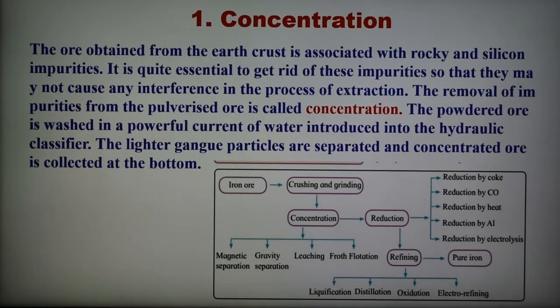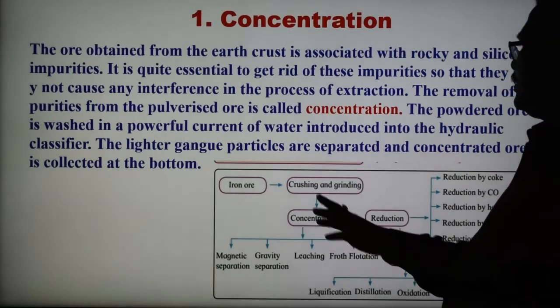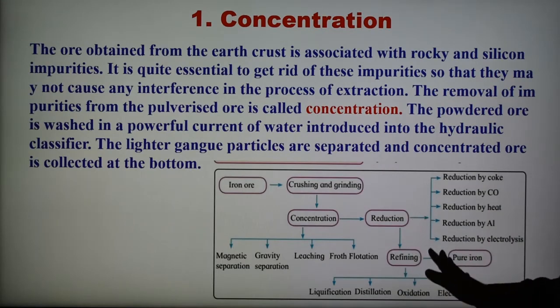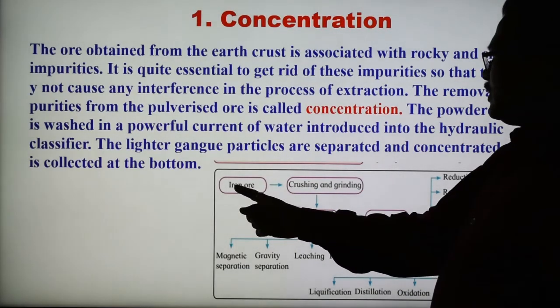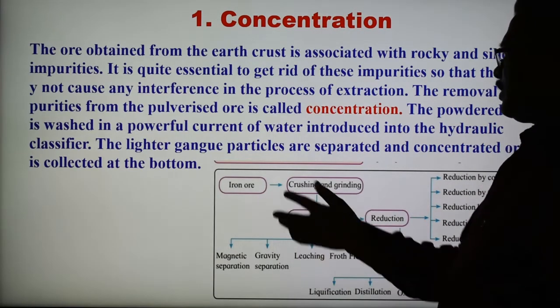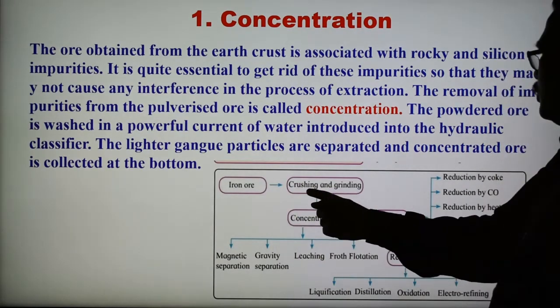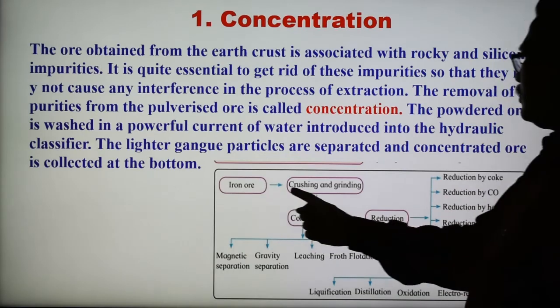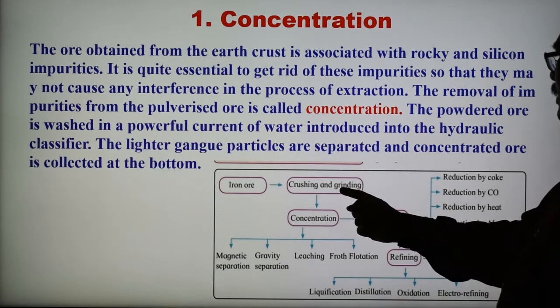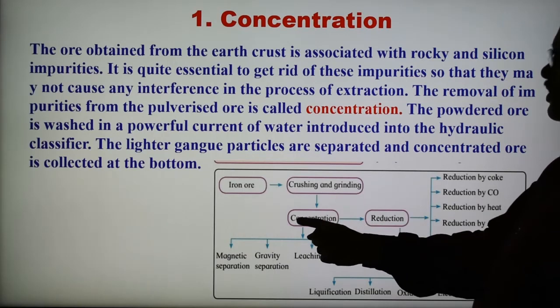See here the different extraction steps. This flow chart is given, and it is very important. Different steps are being shown. This is the iron ore. Start from iron ore. Grind it first, make it a powder, then concentrate. So here, after taking iron ore, we crush and grind the ore. After making powder, the next step is concentration.